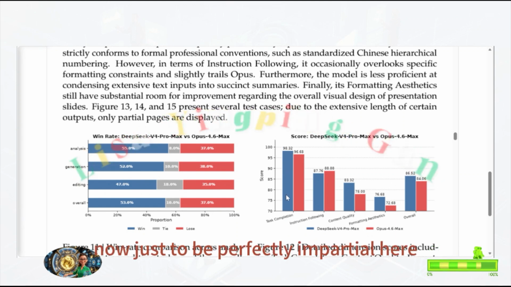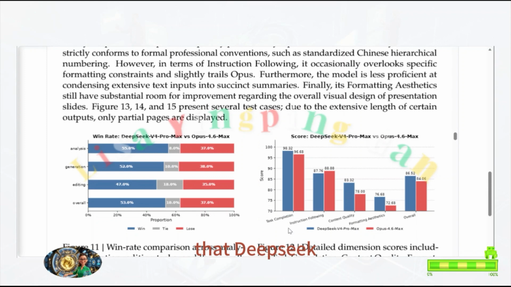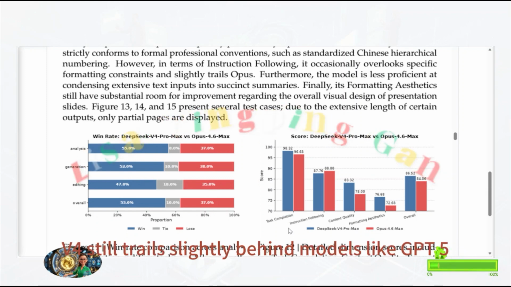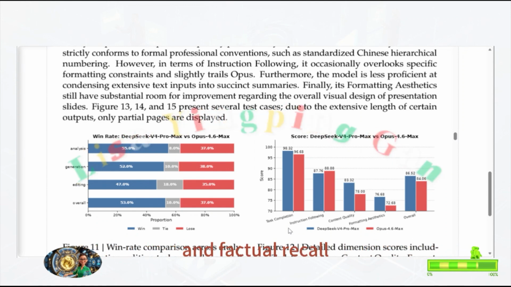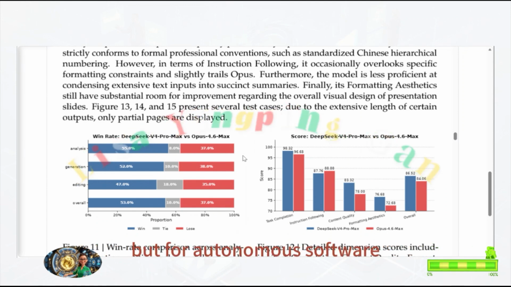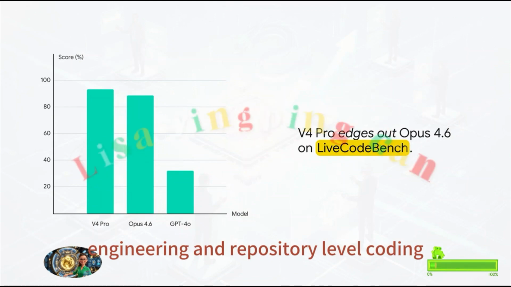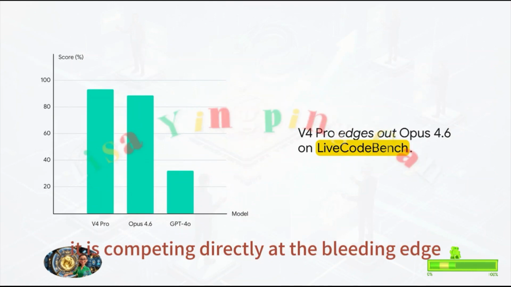Now, just to be perfectly impartial here, the sources do note that DeepSeek V4 still trails slightly behind models like GPT 5.4 and Claude when it comes to general world knowledge and factual recall. But for autonomous software engineering and repository-level coding, it is competing directly at the bleeding edge.